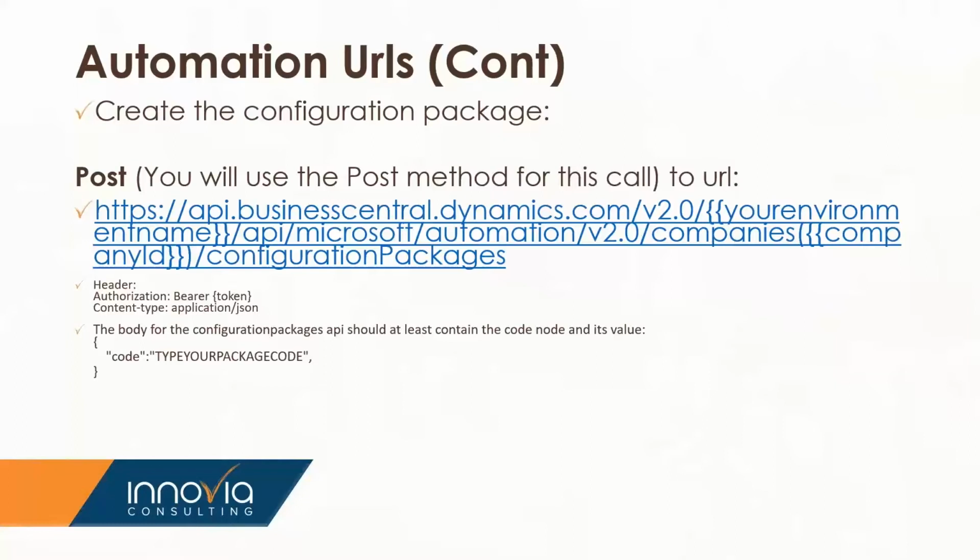So my URLs will have version 2.0 /production /API Microsoft automation. And the companies is looking for a company ID, and I'll cover that. That is the GUID for the company that you want to connect to. For instance, if it's Cronus USA Incorporated, there is a GUID for that. There's an ID, and that's what we'll be entering into this URL for the company ID. And then we end our API call with the actual entity that we're writing to, which is configuration packages.